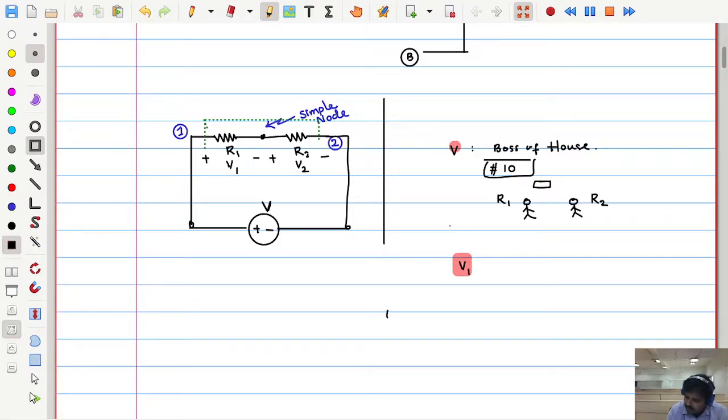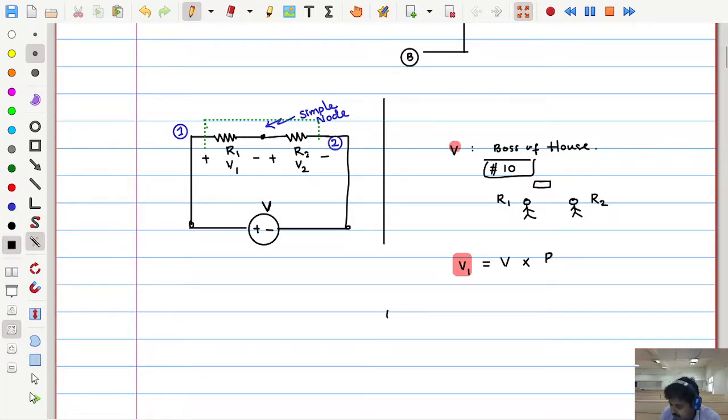So these quantities must be the same. Clear? So I am seeing the distribution of the voltage. How much is the total amount available? V. That is what your father has brought, into your strength. Your strength is just like resistance.